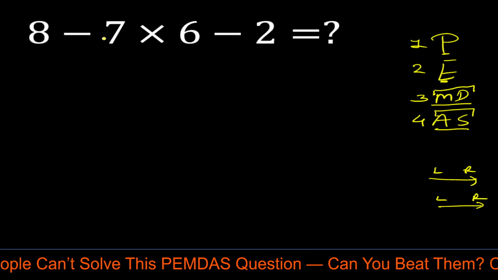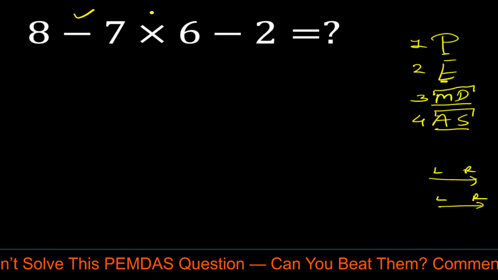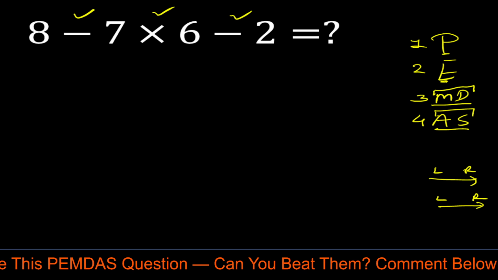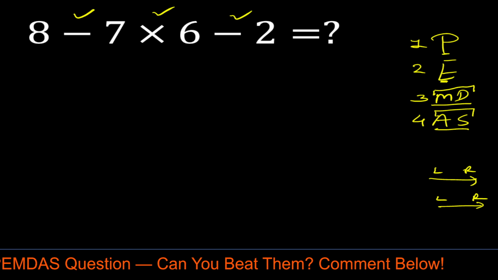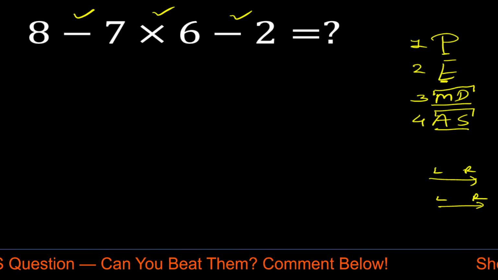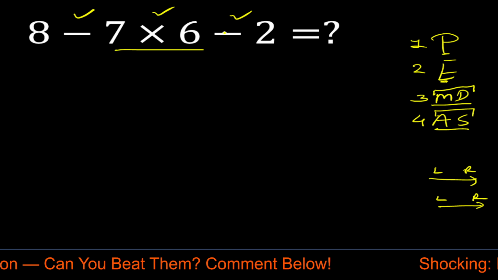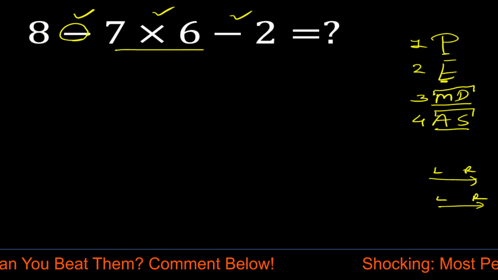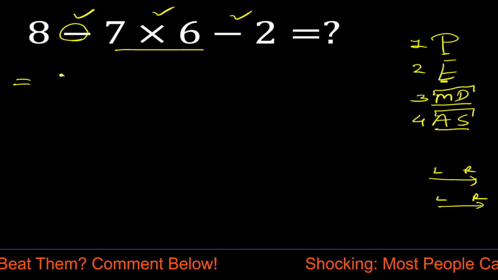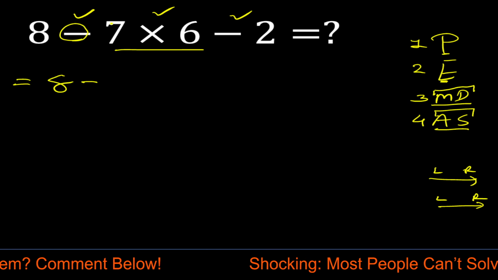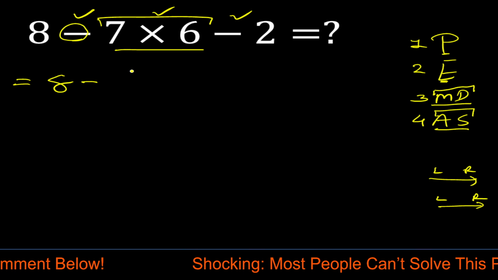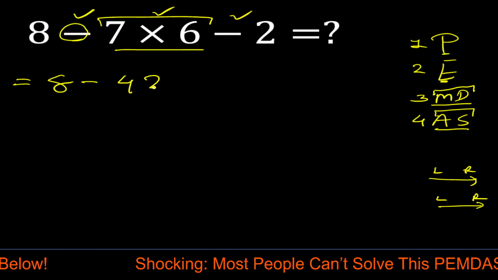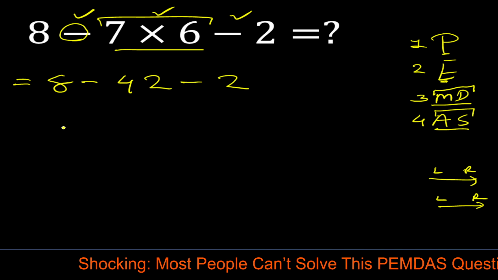So now in this question, here we have subtraction, here multiplication, and here subtraction, right? So according to the PEMDAS rule, first we have to solve multiplication, then we have to solve subtraction, right? So 8 minus, now solve this multiplication, 7 times 6 is equal to 42, minus 2.